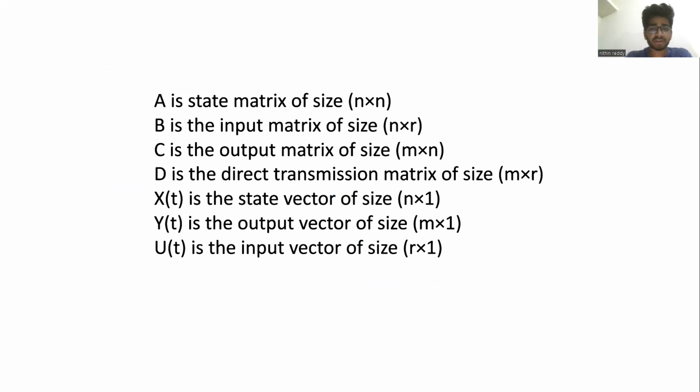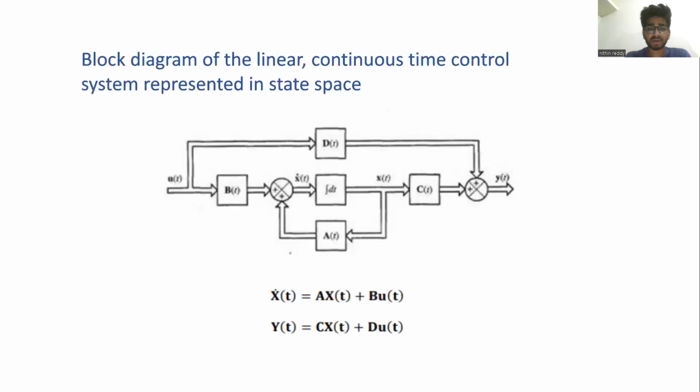A is the state matrix of size n by n, B is the input matrix of size n by r, C is the output matrix of size m by n, and D is the direct transmission matrix of size m by r. x of t is the state vector of size n by 1, y of t is the output vector of size m by 1, and u of t is the input vector of size r by 1. Block diagram of a linear continuous time control system represented in state space, and the equation is x dot of t equal to A x of t plus B u of t.